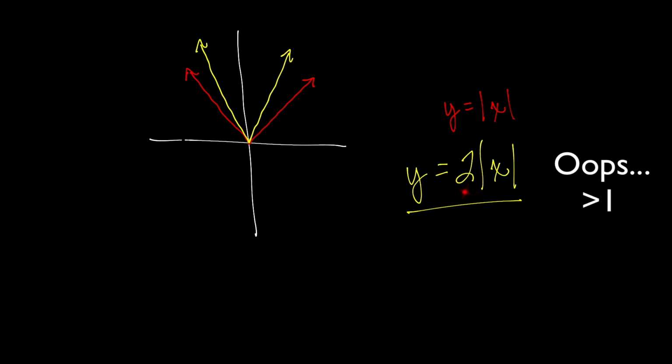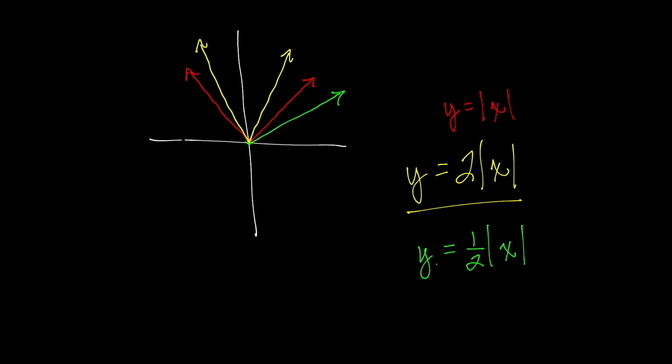Now, suppose I had a number here that was less than 1. Suppose I had y equals 1/2 of the absolute value of x. Now it's going to take my red function values and cut them in half. So it may look something like this. So here's the green function. This happens when I'm multiplying on the outside, and by outside I mean outside these absolute value symbols, by a number less than 1. A number greater than 1 is going to stretch it vertically.